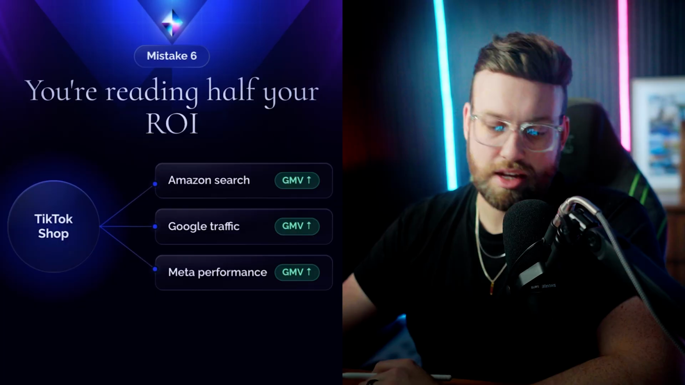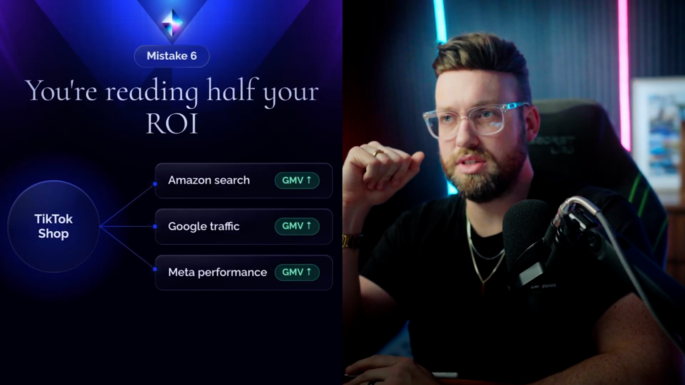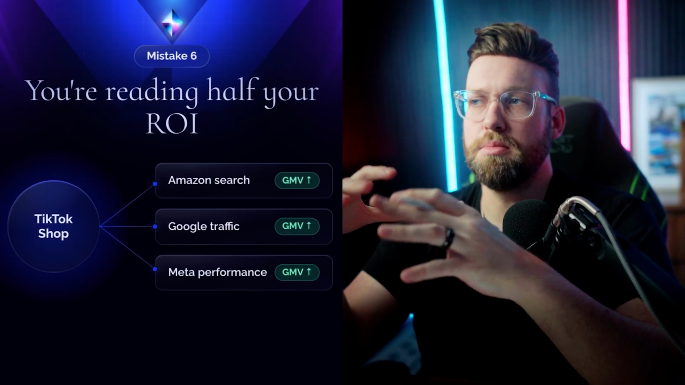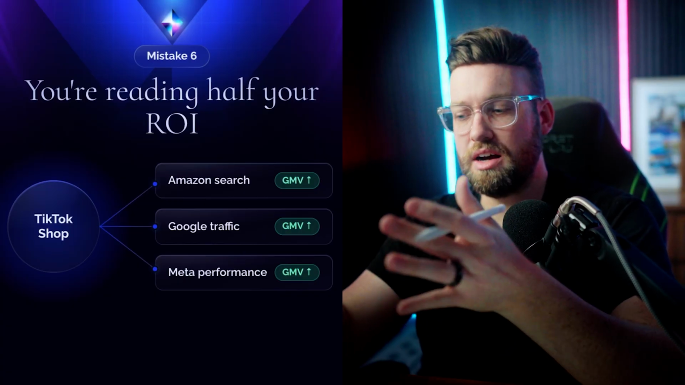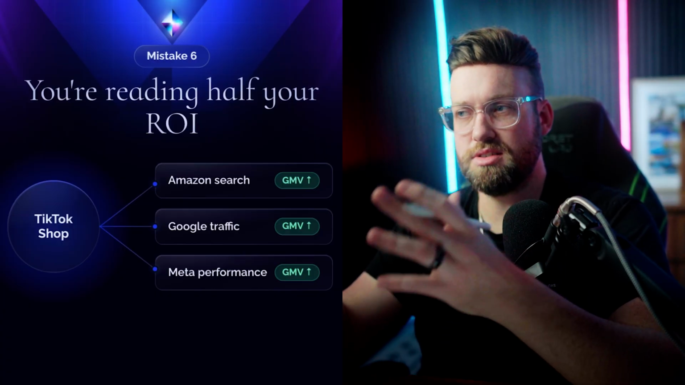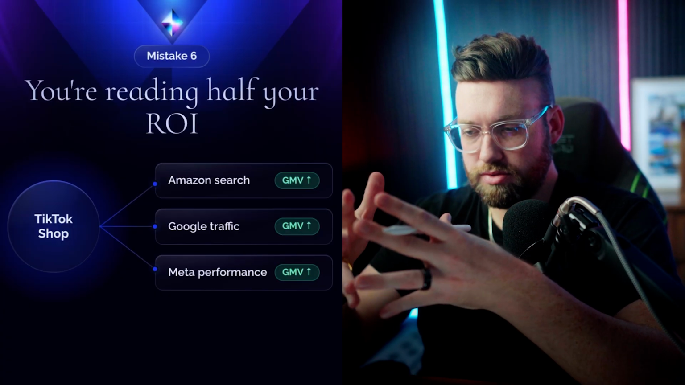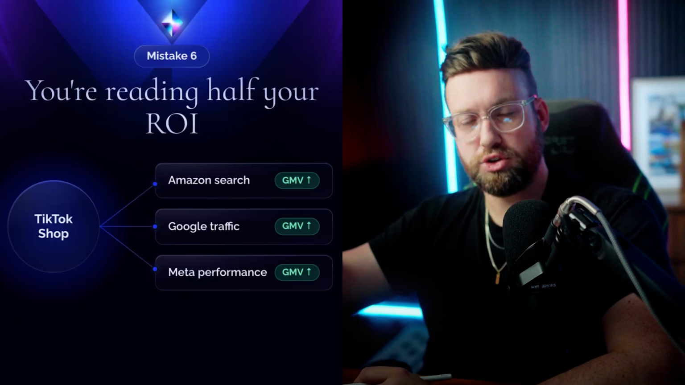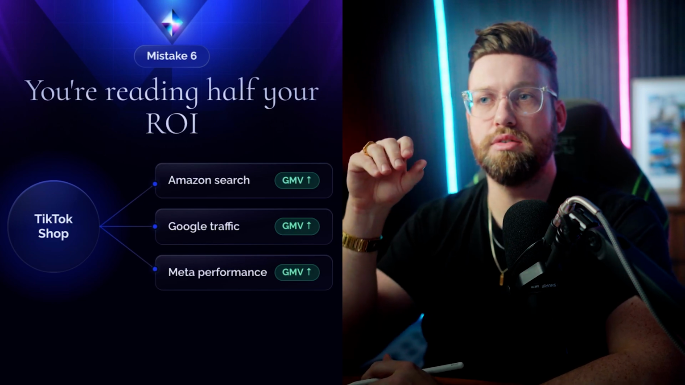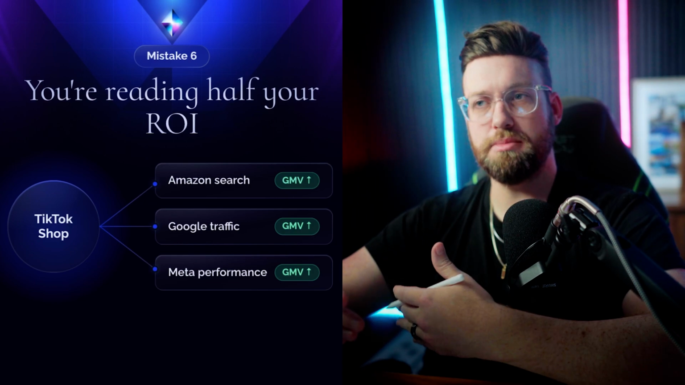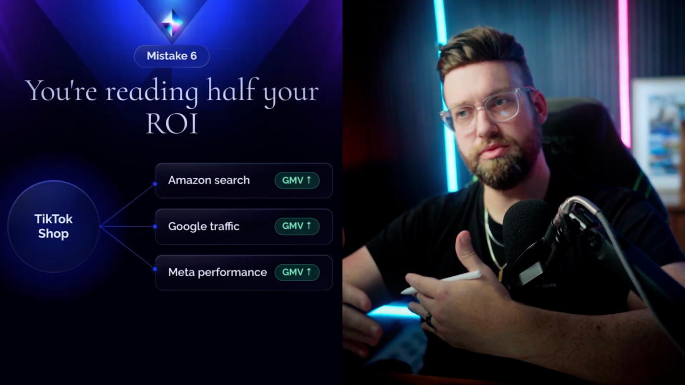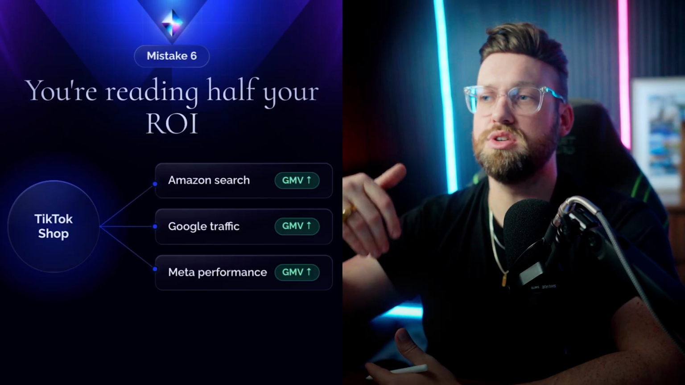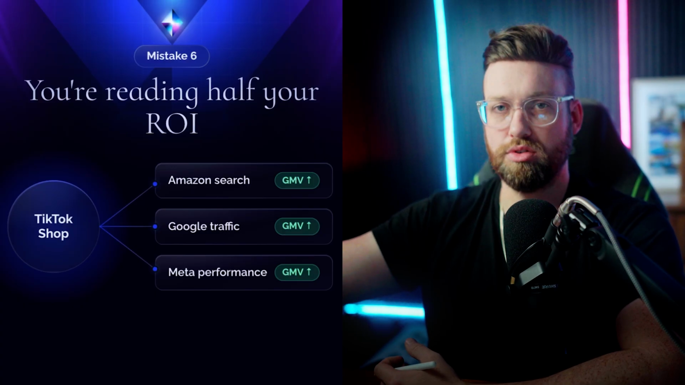Now, when it comes to this mistake here as well, this is a misinterpretation of the impact of TikTok Shop. Now there's a new feature that came out that talks about this a little bit, or a new metric in TikTok Shop, but you are really looking at half of your ROI and half of your impact of your brand if you're just singling out and looking at TikTok Shop. It is a known fact that you can't have a direct attribution through Amazon, for example, but there's been a lot of studies and cases where TikTok Shop has been started, and there's a relationship between TikTok Shop views and TikTok Shop sales with increased search on Amazon, increased sales on Amazon, and also increased Google traffic as well, because people are going to Google to actually search for things.